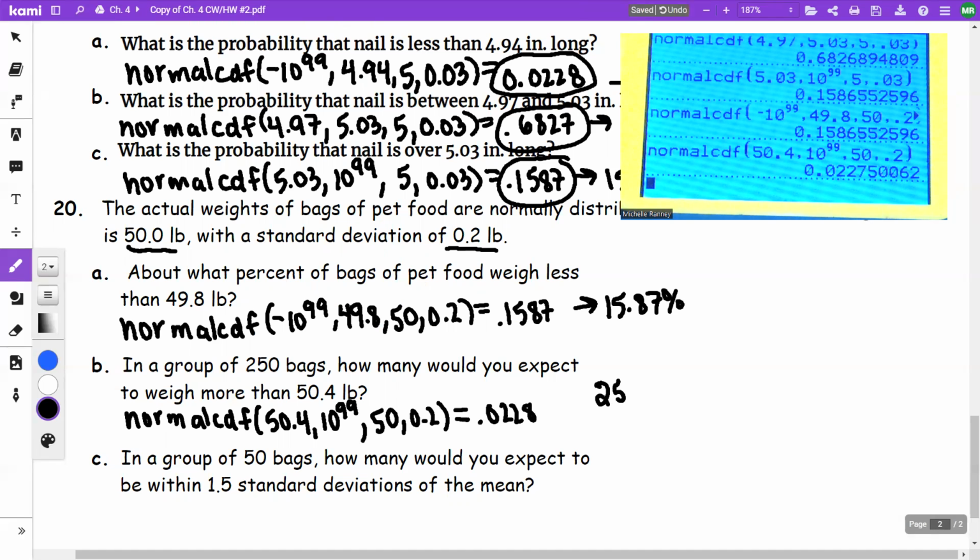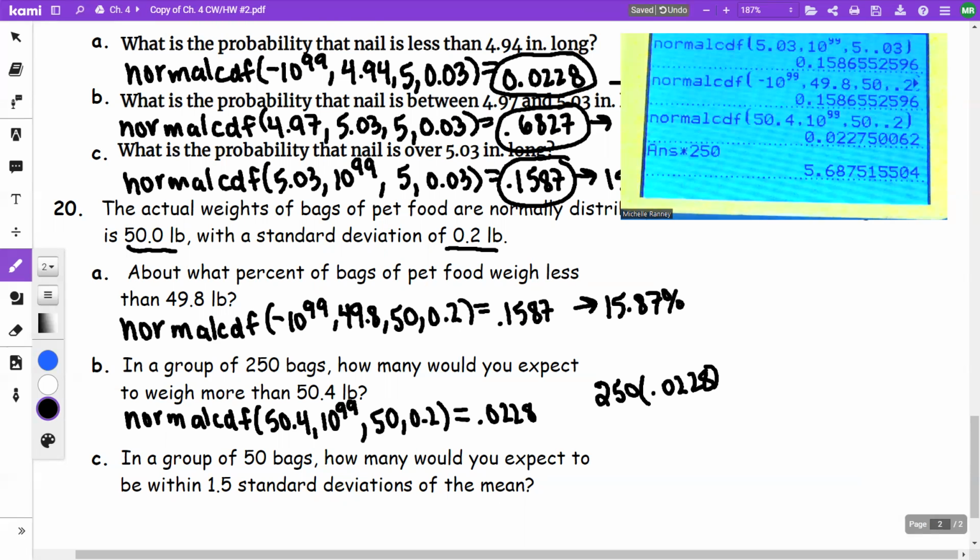So I'm going to take 250 and multiply it by that. Okay, so I'm going to keep that in my calculator and go times 250. And we end up with 5.69 as our answer. So out of 250 bags, about 5.7 bags.